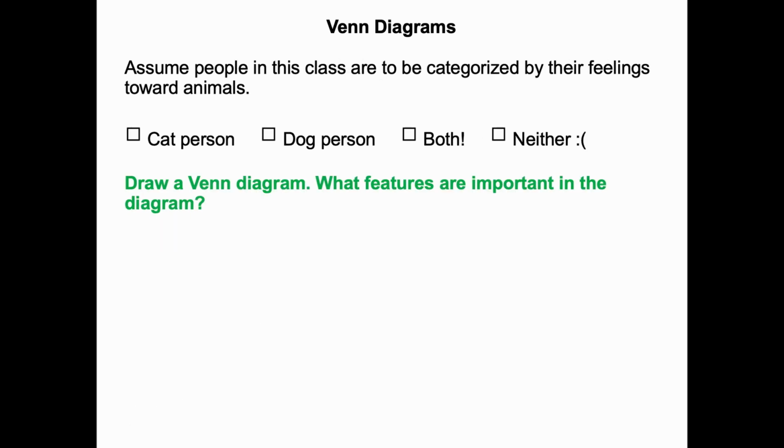Now let's try one more type of Venn diagram. Assume a group of people are to be categorized by their feelings toward animals, and they'll check any box that applies to them. The boxes are cat person, dog person, both, and neither. Draw a Venn diagram. What features are important in a diagram that portrays this situation?